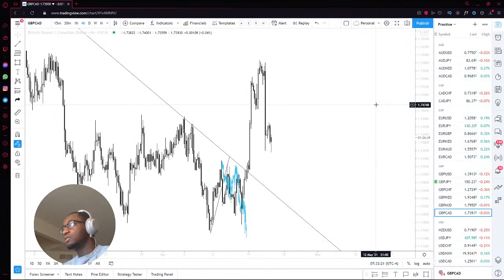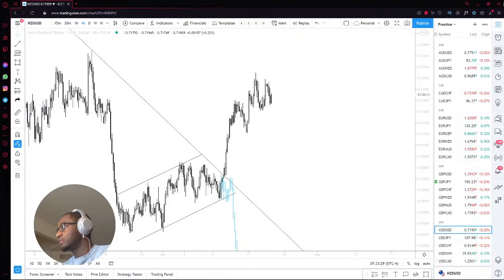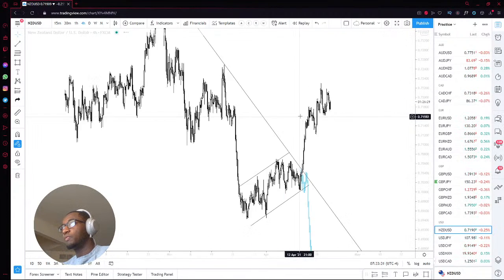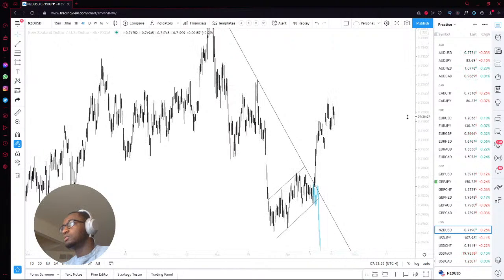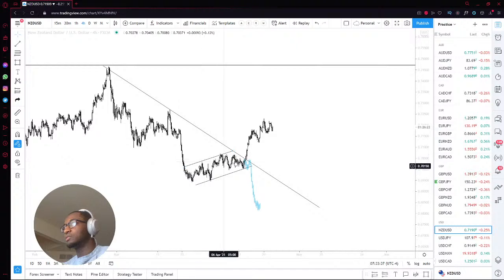Let's do GCAD. GCAD broke through the trend line. NZD/USD broke through the trend line. Basically a head and shoulders failure on AUD/USD and I believe NZD/USD. I don't remember if there was one here. No, there wasn't. But it was a nice impulse correction. Just pattern failure. And if you go to a lower time frame, there's an impulse correction there to the upside.